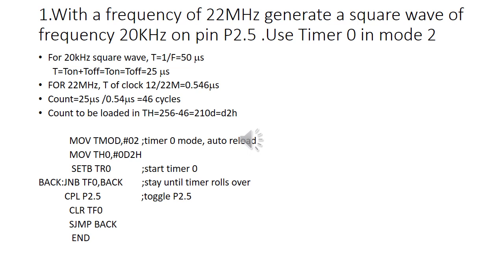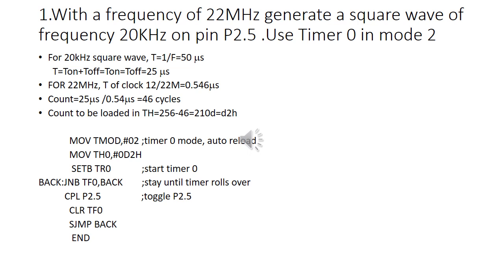With a frequency of 22 MHz, generate a square wave of frequency 20 kHz on the pin P2.5. You should use timer 0 in mode 2. So you should generate a square wave with a frequency of 20 kHz on the pin P2.5, and you should assume the crystal oscillator's frequency is 22 MHz, and you should make use of timer 0 in mode 2.